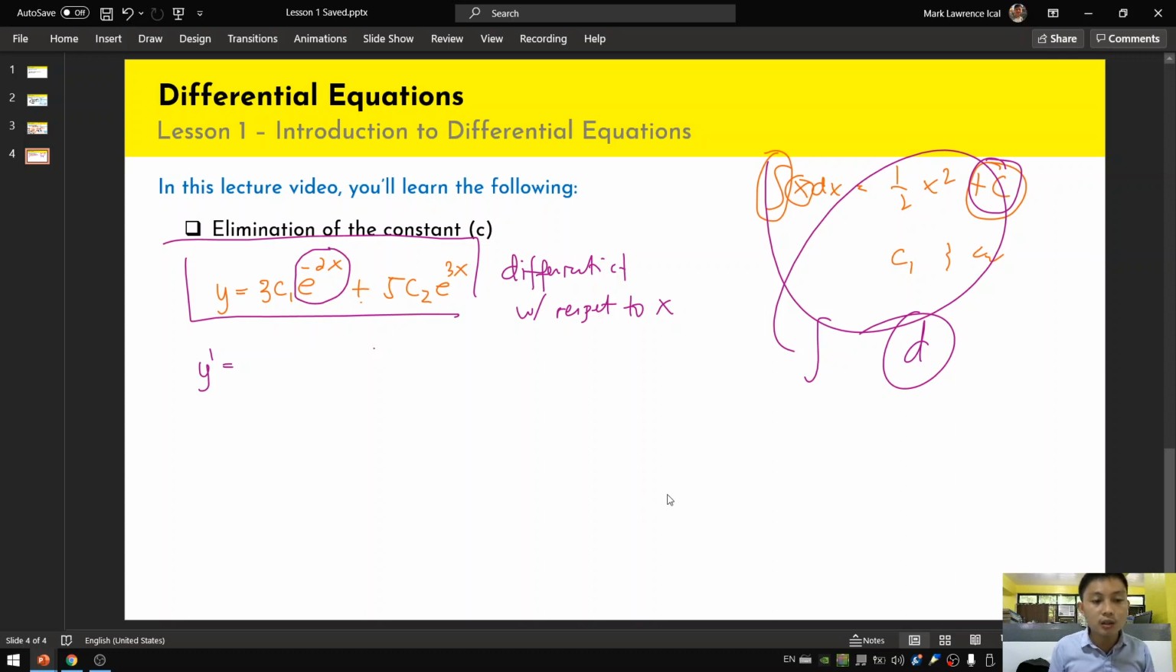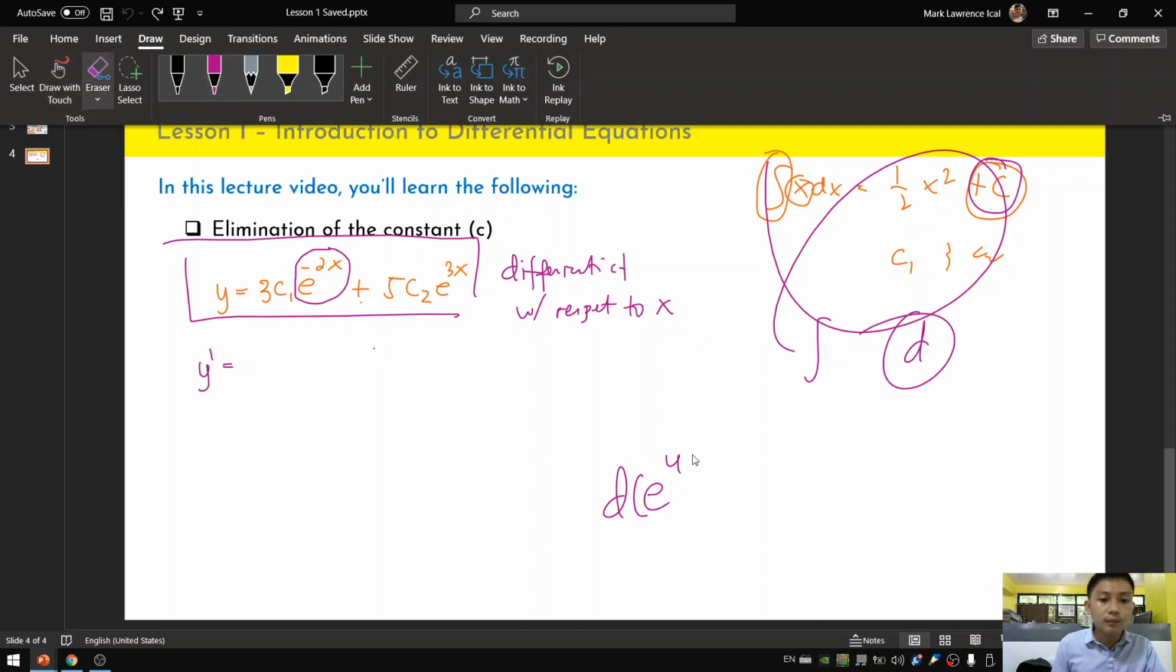So the derivative of e, if you can remember, the derivative of e raised to u is u prime e raised to u. So here, the derivative of e raised to negative 2x is negative 2 e raised to negative 2x. Sorry. Pangit na example ko. So, dito tayo gagamit ng u. Gagamit tayo ng a.